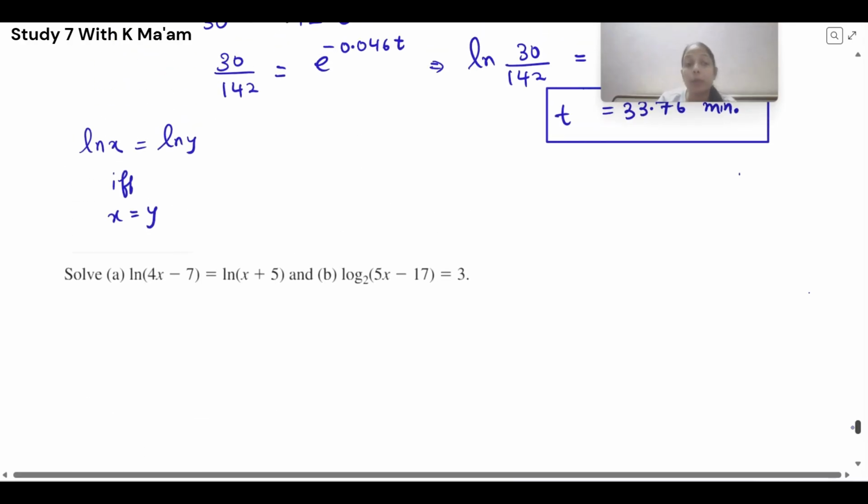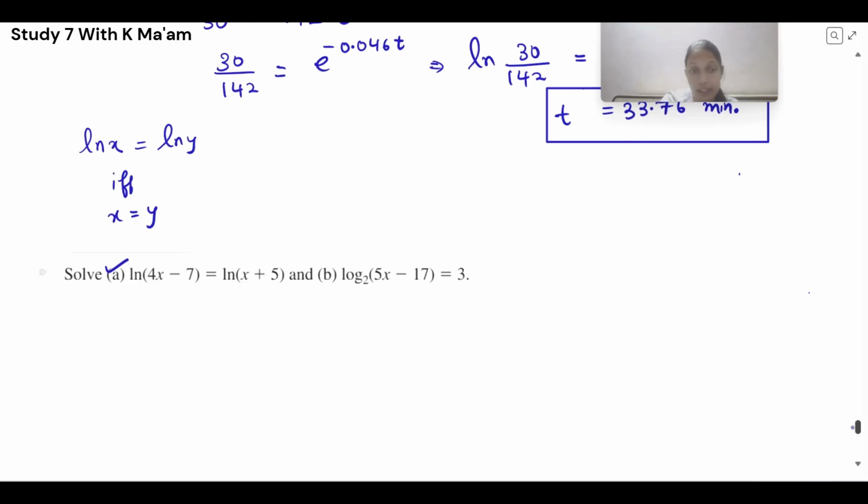Here, the log property: log of x equals log of y if and only if x is equals to y. Make sure x and y are positive numbers greater than 0. Let's compare the first one. In this, log of 4x minus 7 equals log of x plus 5 is given. Log on both sides, right? Then just compare the values. 4x minus 7 is equals to x plus 5. Subtract x on both sides.